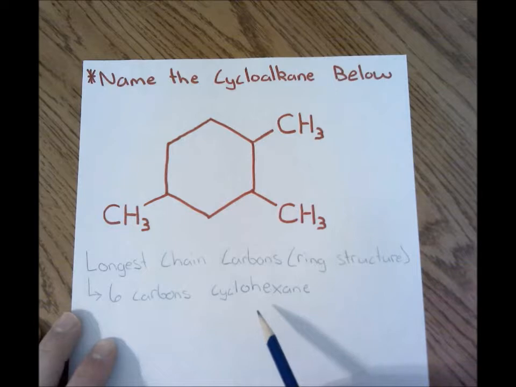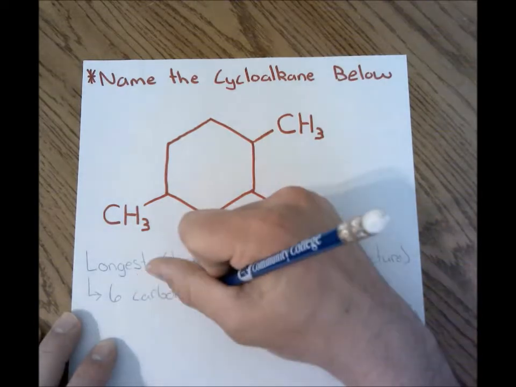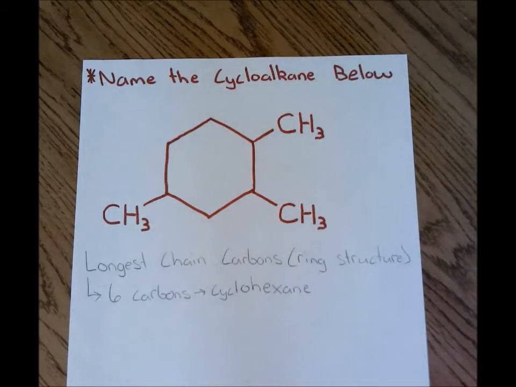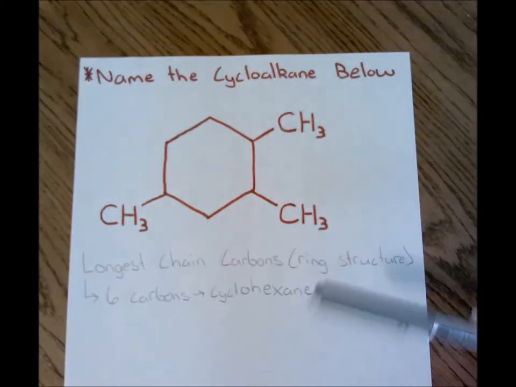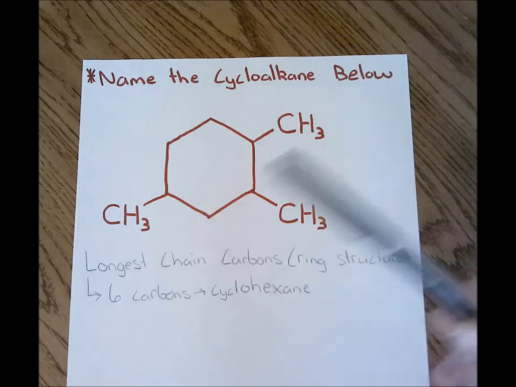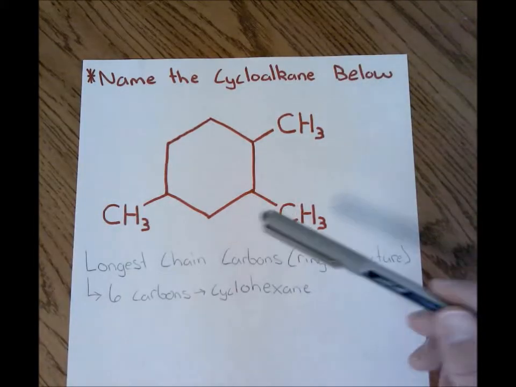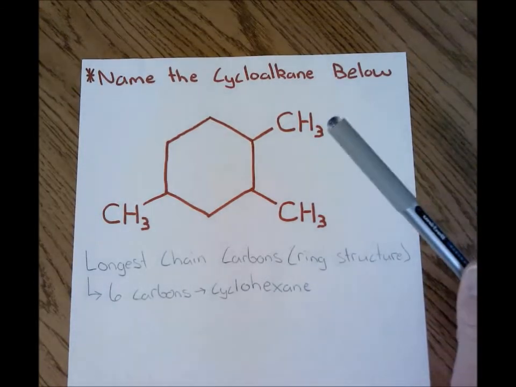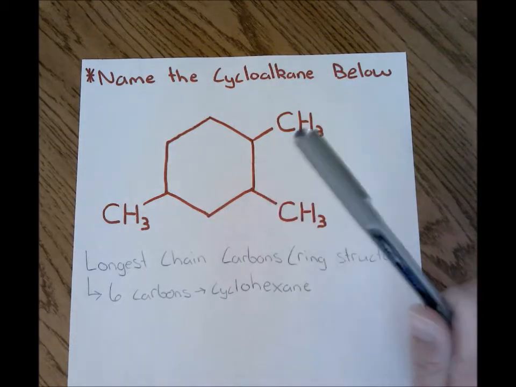Now the second step, very important here, is we need to number it so that each of the attached branches has the lowest number. So you have to number it so that the groups get the lowest number. If you have a group, just go ahead and start your numbering at one of these groups. I'm going to start with this group right here at the top right.